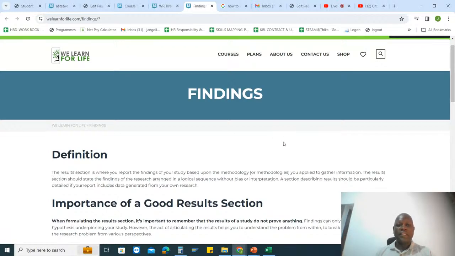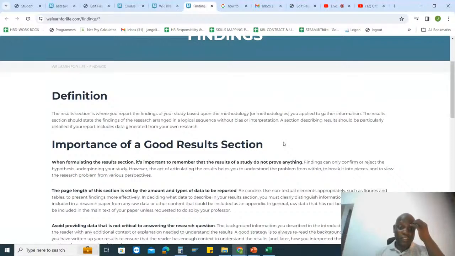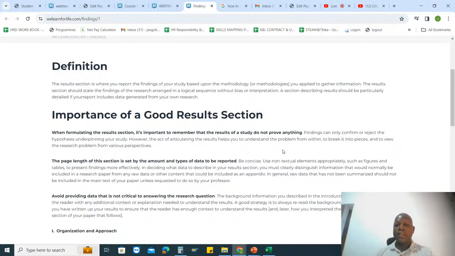So the findings that we are talking about are, when you're doing your report, the results section where your findings are captured. It is an important section. It is the section that states the findings of the research, the findings of your field adventures. It needs to be without any bias or interpretation.